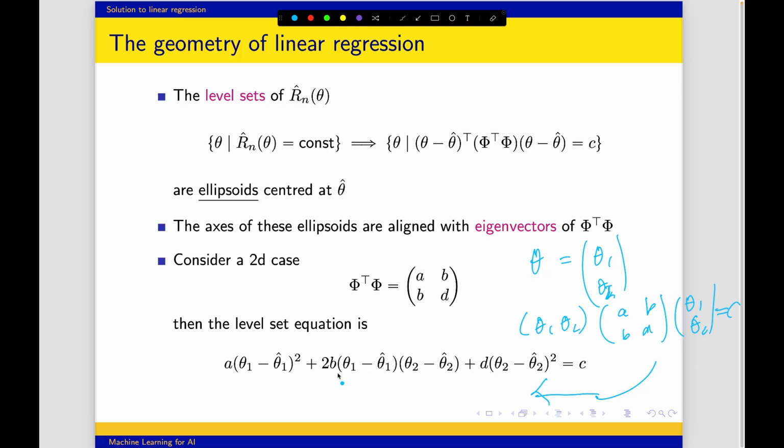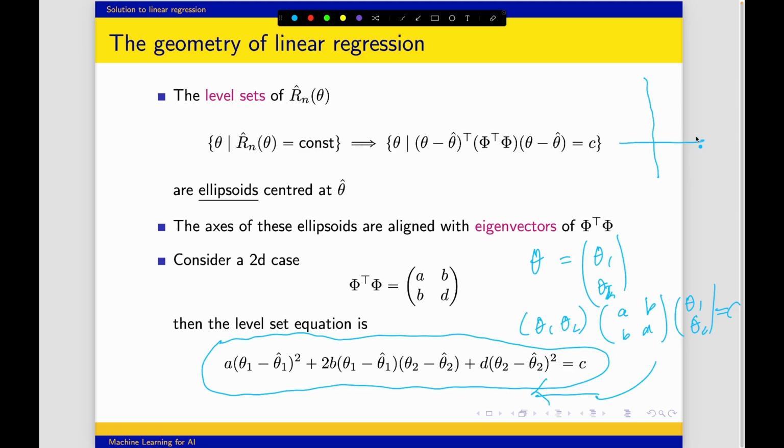So what is this an equation for? This is an equation for an ellipse. And unless these two are both 0, this ellipse is not going to be aligned with the axes. It's not going to look like this, or like this, right? It's going to be tilted at some angle.